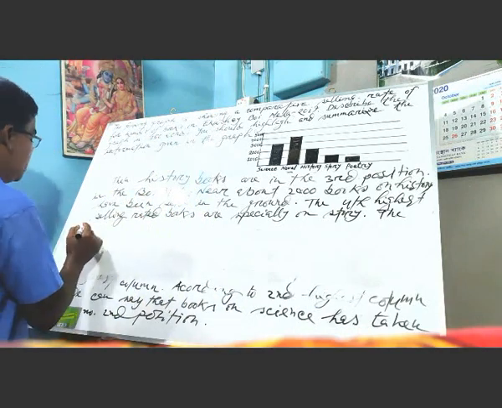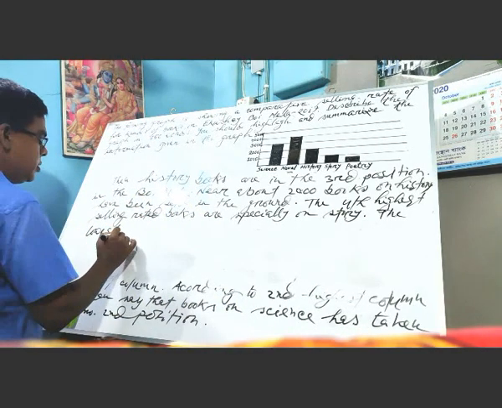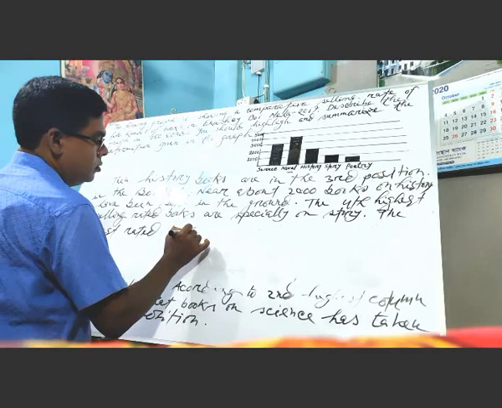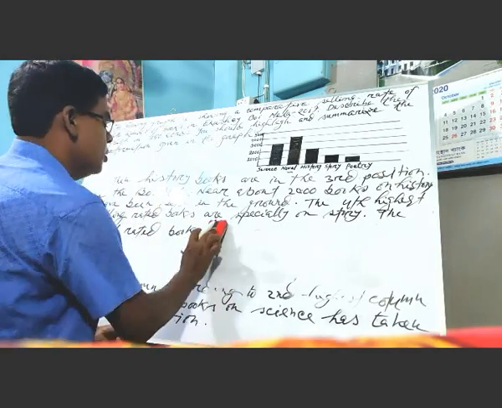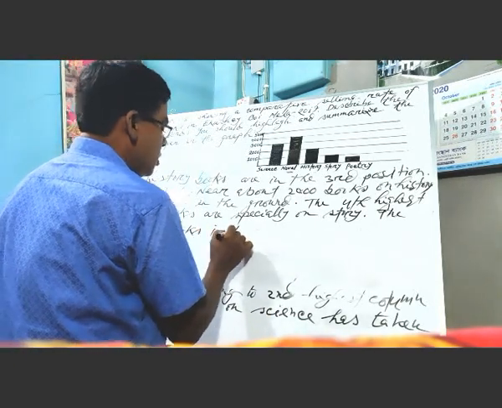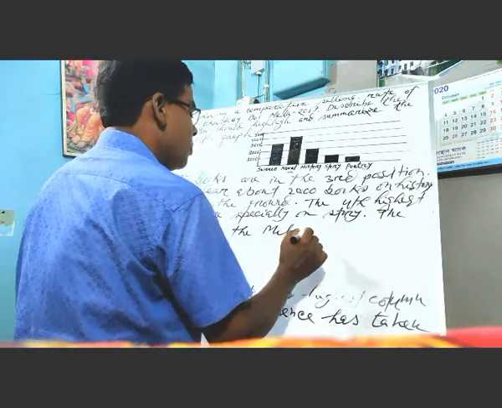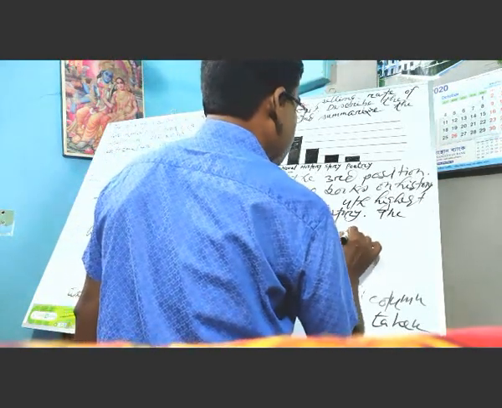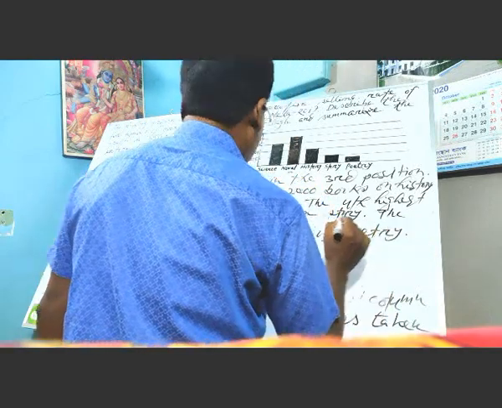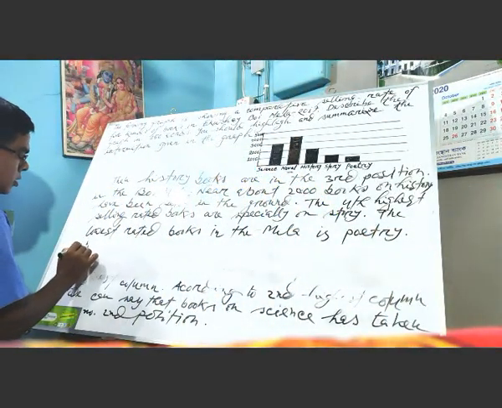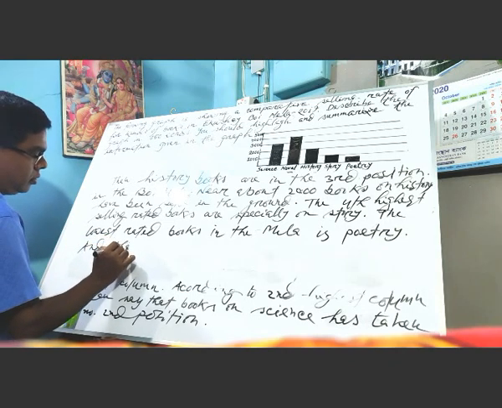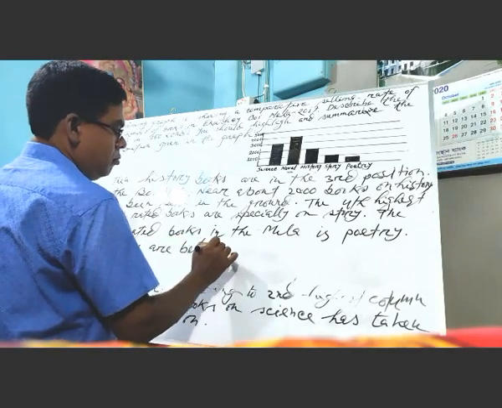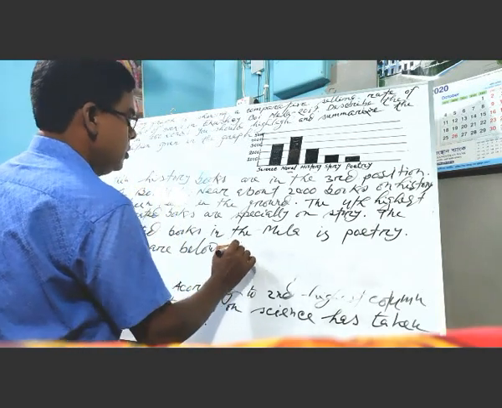Okay, students, the lowest rated books in the Mela is, or you can use odds also, is poetry, and their amount are, and they are below a thousand.